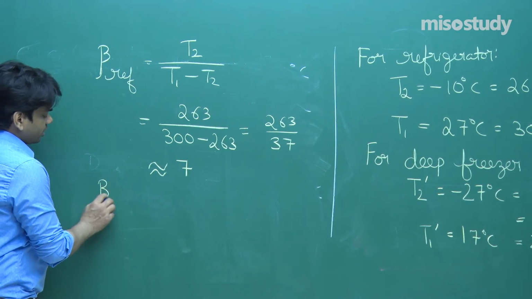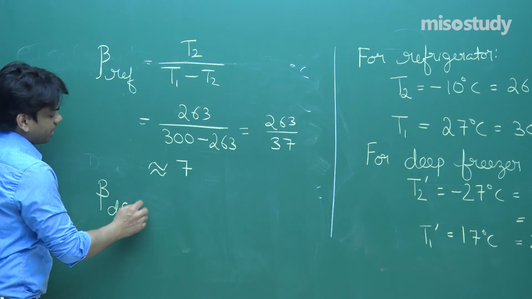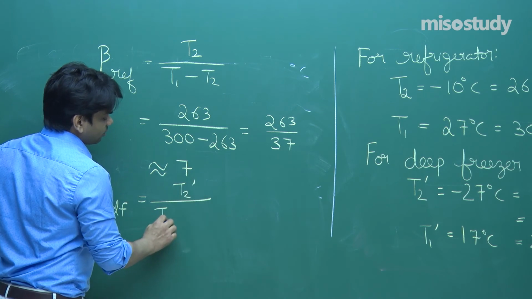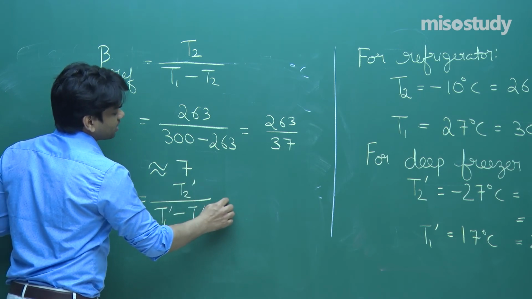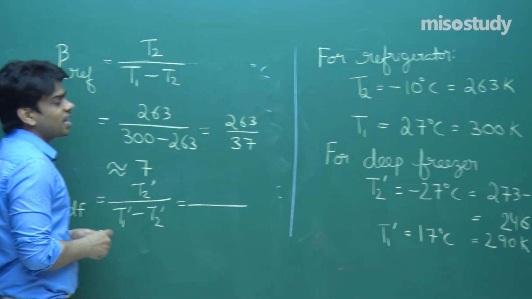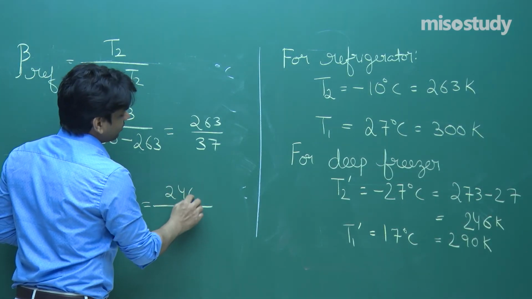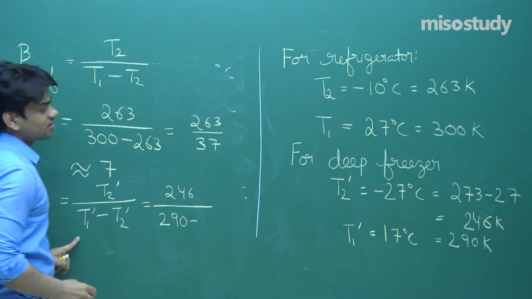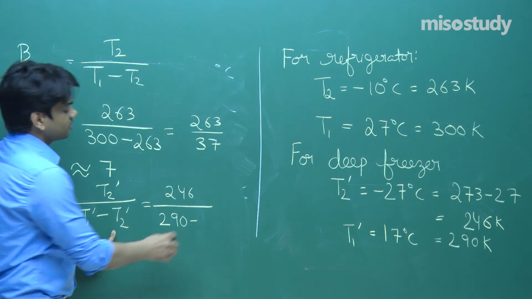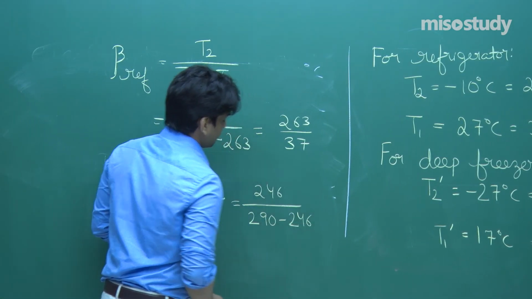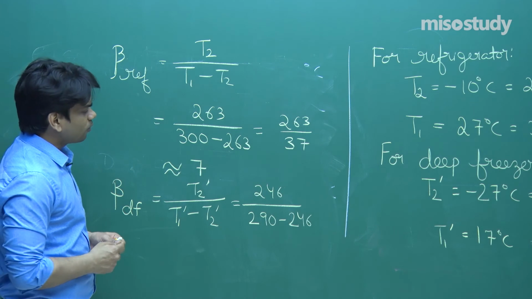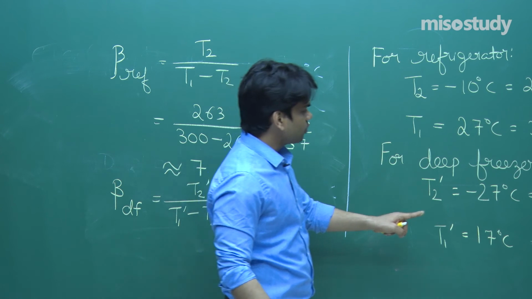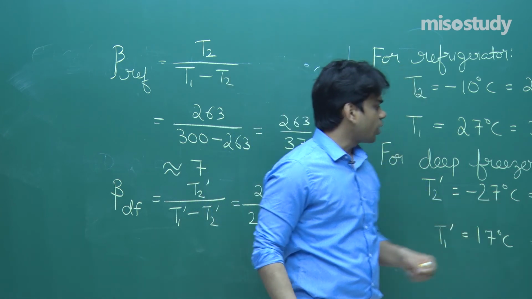Now for the deep freezer, DF, I am writing, for the deep freezer we have again T2 dash divided by T1 dash minus T2 dash. We will be having T2 dash as 246 Kelvin, T1 dash is 290 minus T2 dash, again 246. Clearly you can solve it, it will not be a problem for you all, and I believe that we have done it correct. Minus 27 degrees Celsius will be 272, 253, yes, it's 246 Kelvin only.